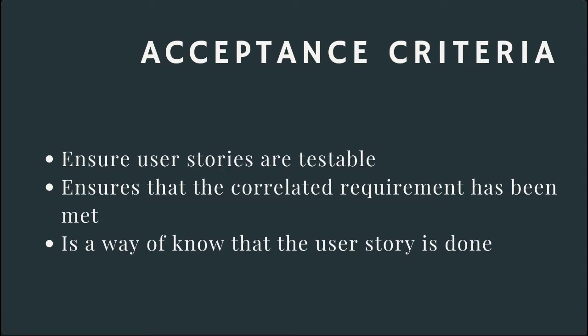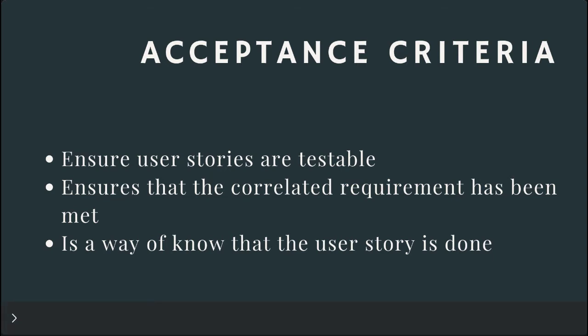What is acceptance criteria? Well, acceptance criteria ensures that user stories are testable. They ensure that the correlated requirement has been met, and that it is a way that we know that the user story is done. Whatever is listed is a way to know that the user story is done.